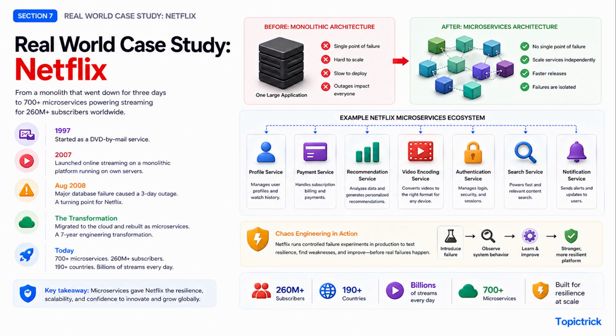Now let us look at how some of the most well-known companies in the world have applied this approach, starting with Netflix. Netflix launched in 1997 as a DVD by mail service. When they moved into online video streaming in 2007, they built their streaming platform as a single, large monolithic application running on their own servers.